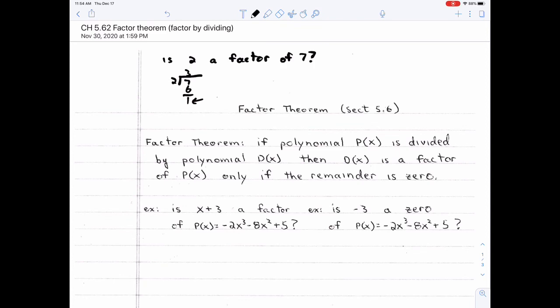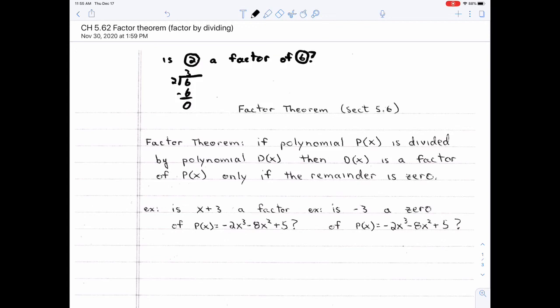So the divisor is a factor of the dividend only if there's no remainder. So for instance here, I could change this problem to the following. Is 2 a factor of 6? And in this case, the answer would be yes. Why? Because there's no remainder. Okay? I'm telling you, the rest of the chapter all depends on that.